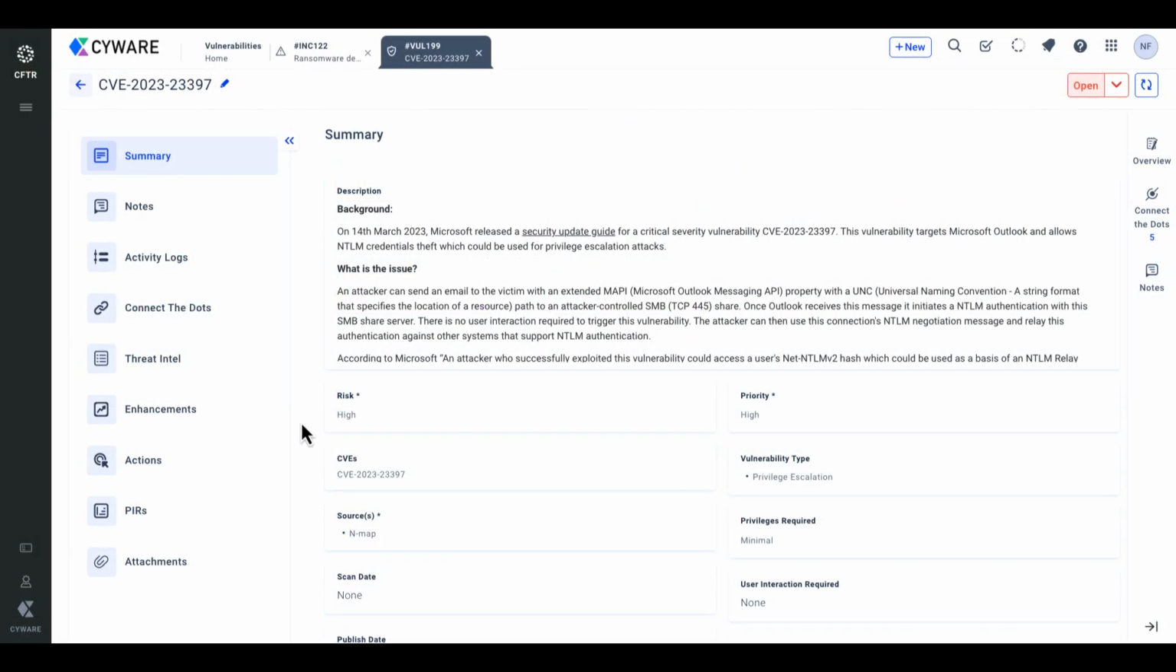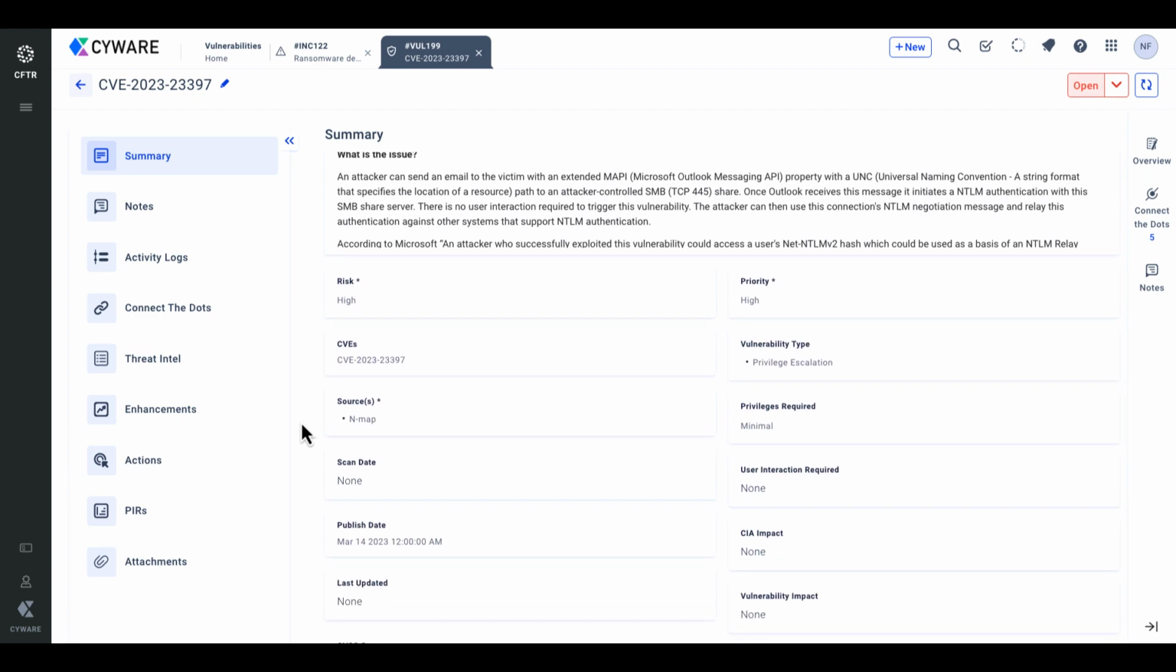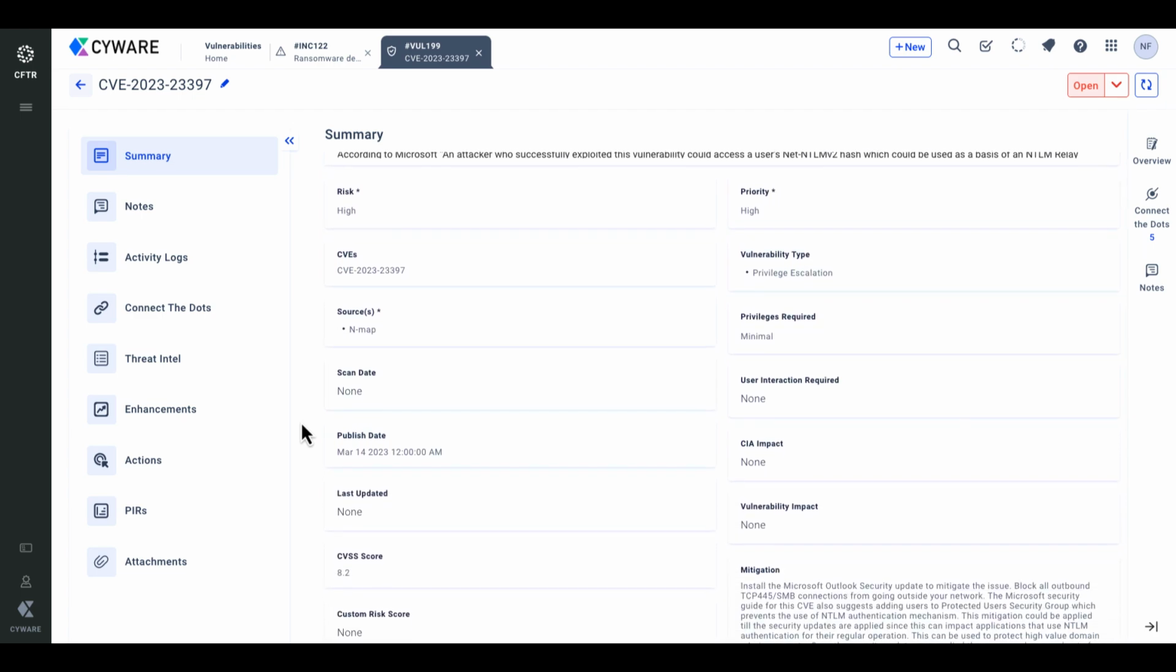The corresponding incident that is created in Cyware Respond features all of the details that were found during the enrichment process of the Vulnerability Management Playbook.